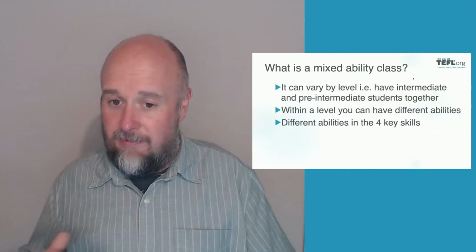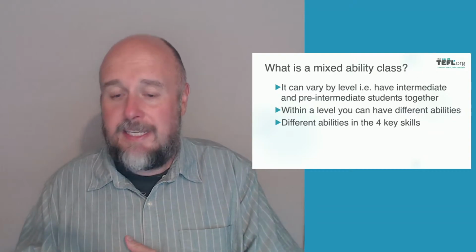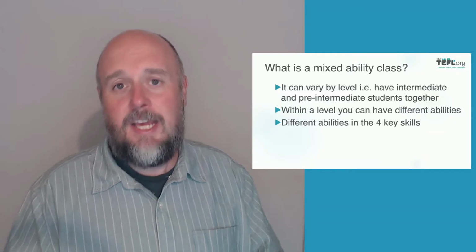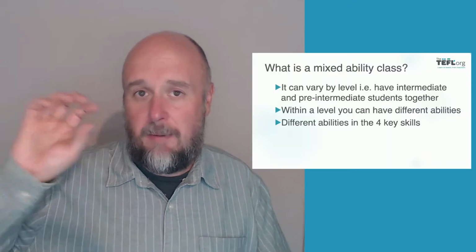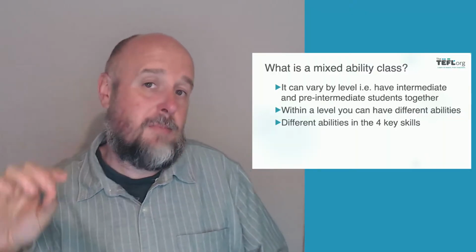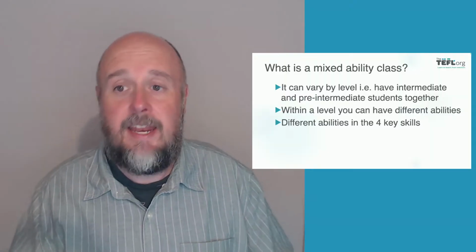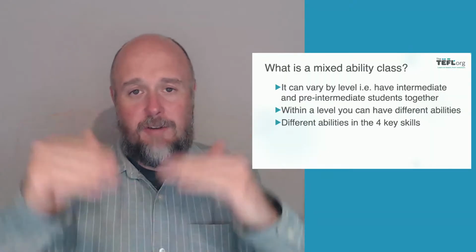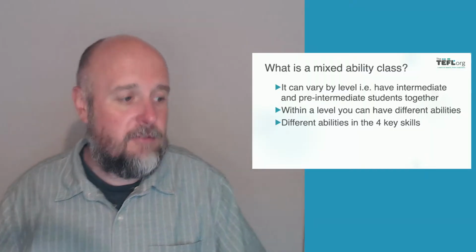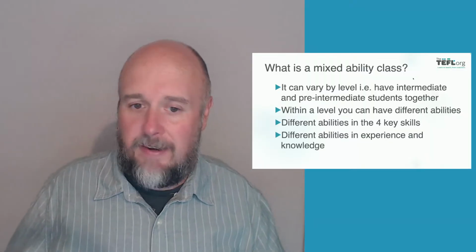You also might find that you have different abilities in the 4 key skills: reading, writing, listening, and speaking. Yes, you might have an intermediate level, but some of the students are really good at speaking, whilst maybe not so good at, let's say, listening. And some are better at writing than they are at speaking. So within the 4 skills, you have different levels and abilities as well.